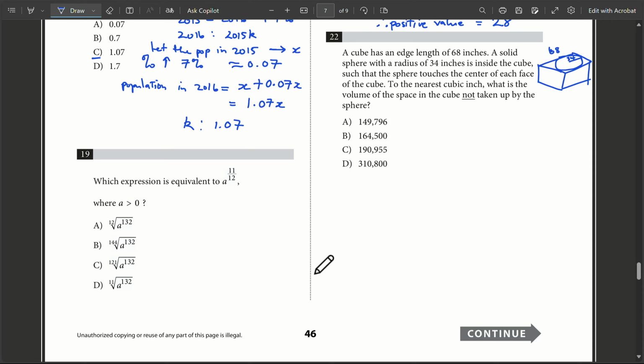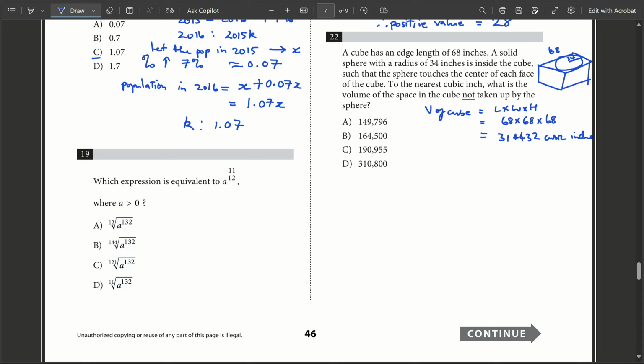Okay, so now what we do is we say the volume of the cube is equal to length times width times height. And we're told all the sides are 68. So that's 68 times 68 times 68. And that gives us 314,432 cubic inches.